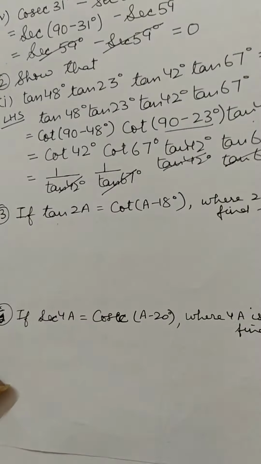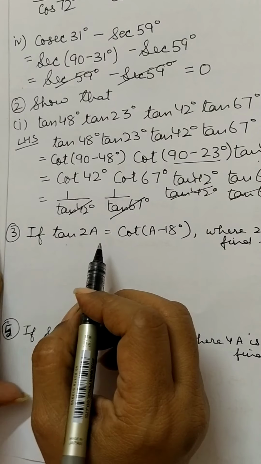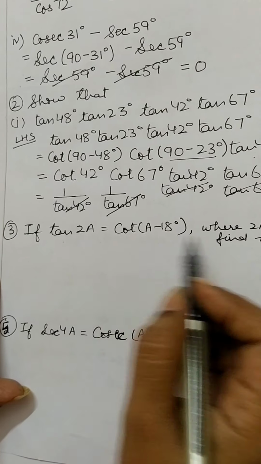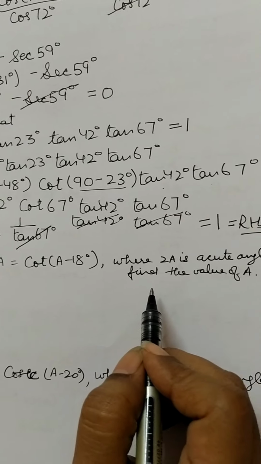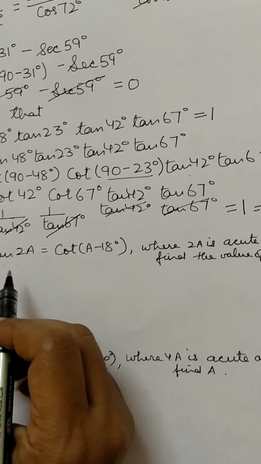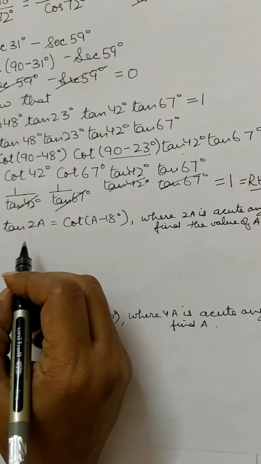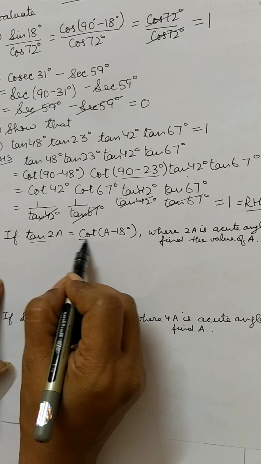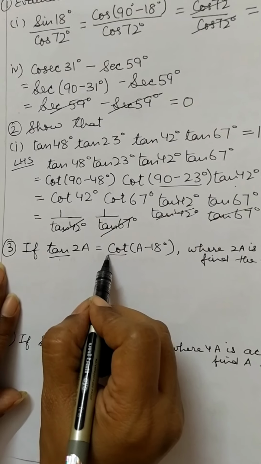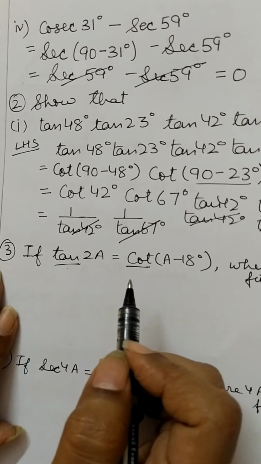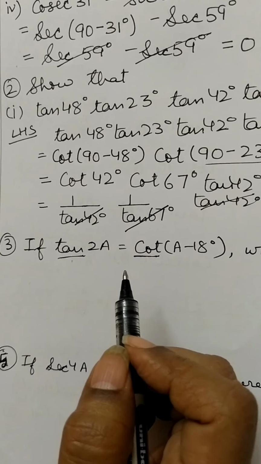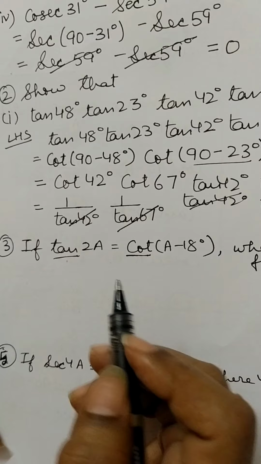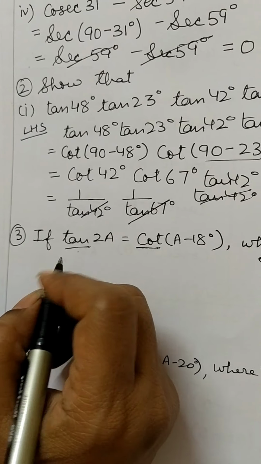Next, we are doing question number 3. Here we are given an equation. We are given that tan 2a is cot a minus 18, where 2a is acute angle and you have to find the value of a. Here children, first step what we will do? We will make t ratio same on both the sides. On left hand side it is tan, right hand side it is cot, but we know that they are interchangeable because tan theta is cot 90 minus theta, cot theta is tan 90 minus theta. So any one of these two you can change. I am doing it change in left hand side.